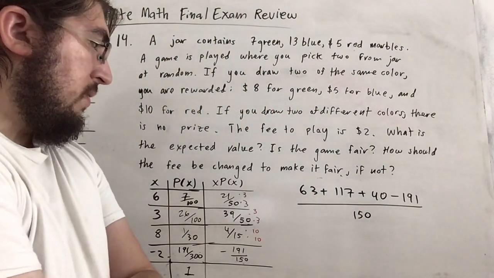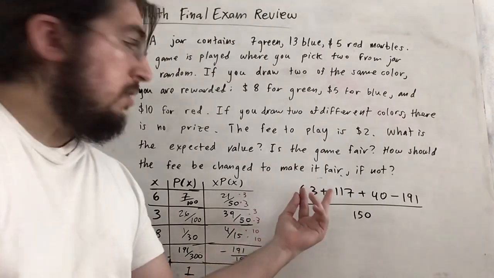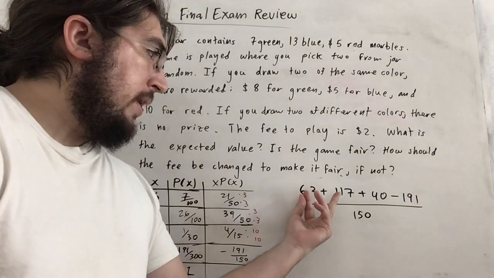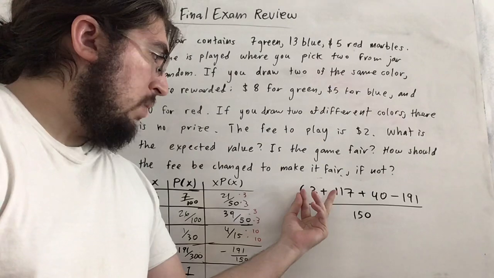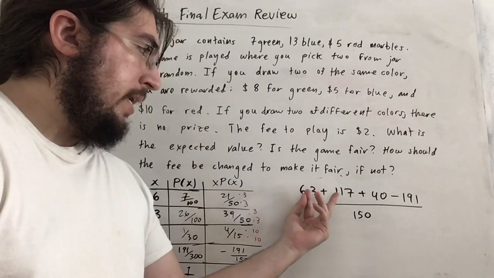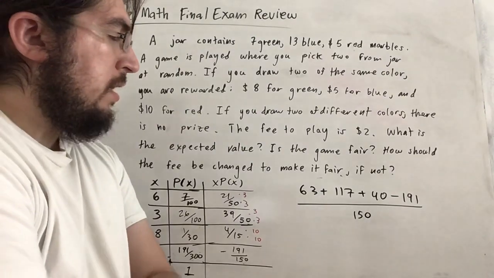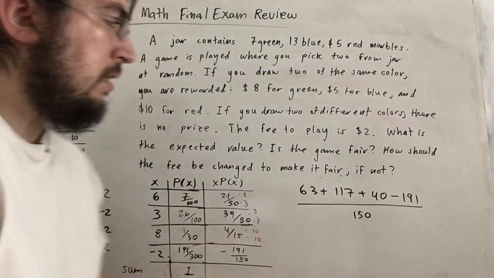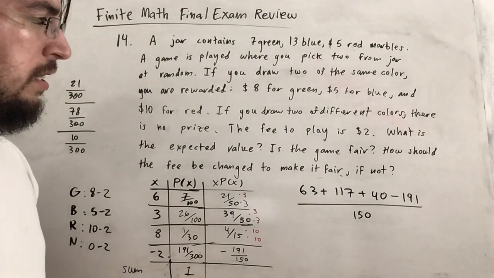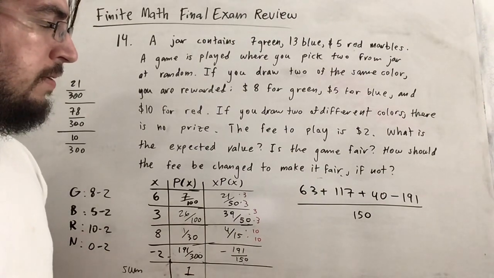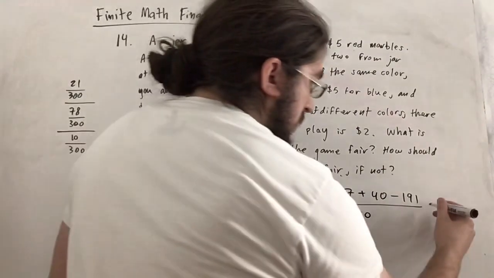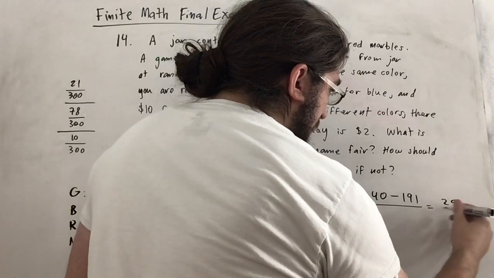Nice. Let's see if we can do this. Oh, this is nice. So look, these two actually combine to, let's say it's 170, 180. They add to 180. And 180 plus 40 is 220. So 220 minus 191 is going to be 29. So this is actually just 29 over 150.